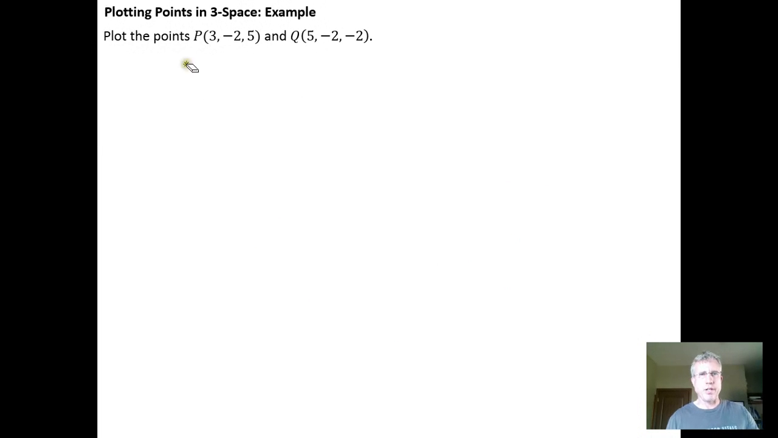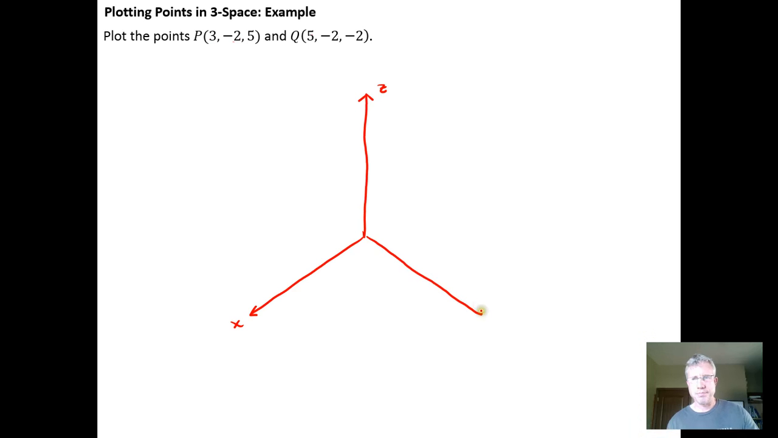So I've got 2 points here I want to plot, the point 3, negative 2, 5, and these are your x, y, z coordinates. I like to start by drawing in my z-axis first, my positive z-axis. I then like to draw in my positive x-axis and my positive y-axis. And then I like to look at the points and see where my tick marks are going to need to live.